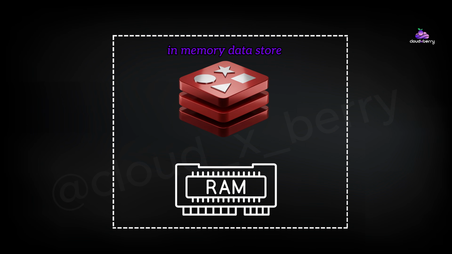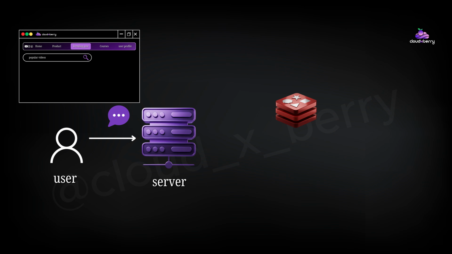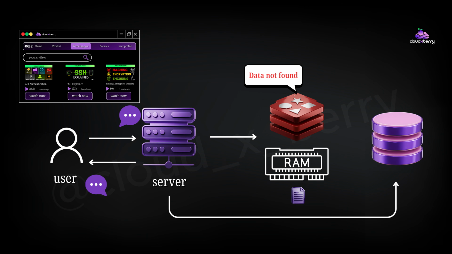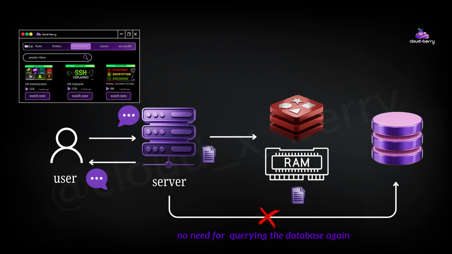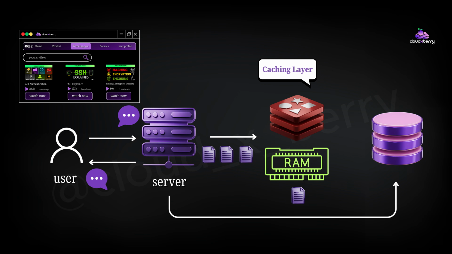Redis is an in-memory data store that keeps data in RAM instead of repeatedly fetching it from a database. Here's how it works. The first time a user requests some data, the application retrieves it from the database and stores a copy in Redis. When the next user requests the same data, the application can get it directly from Redis instead of querying the database again. Because RAM is significantly faster than traditional storage, Redis can return data almost instantly while reducing load on the database. This is why Redis is commonly used as a caching layer between applications and databases.